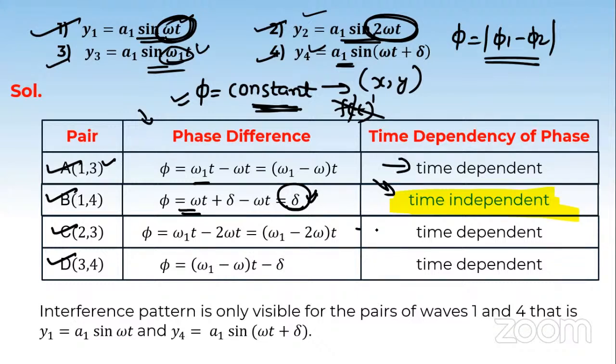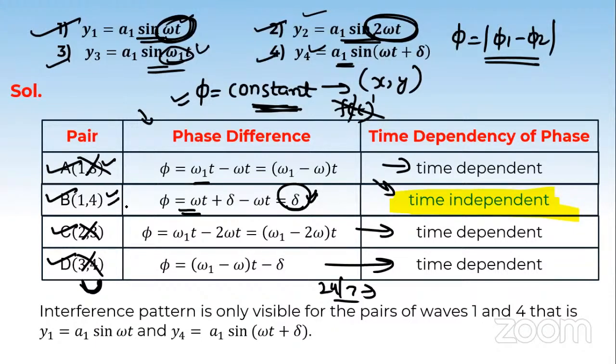If we see the C part, it's time dependent. If we see the D part, it's time dependent. So all these A, C, D are time dependent, so we'll say they will not show an interference pattern continuously. They're not coherent. These pairs of waves, these vibrations, are not coherent.